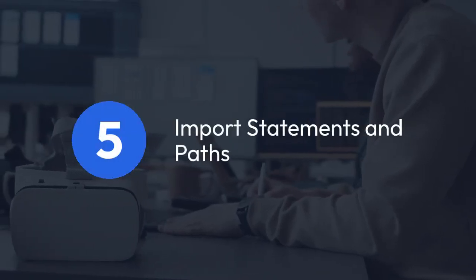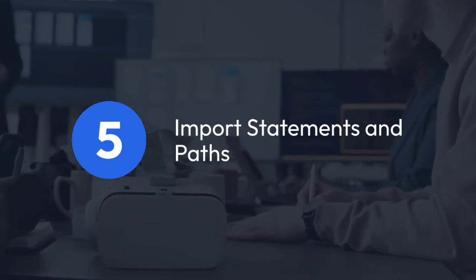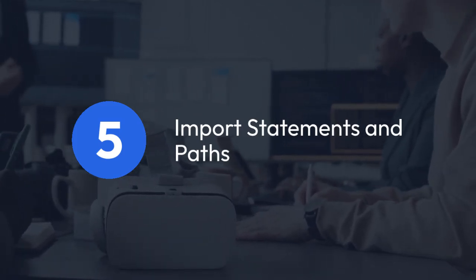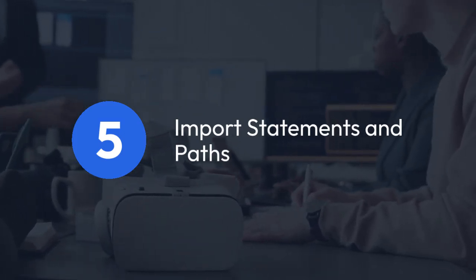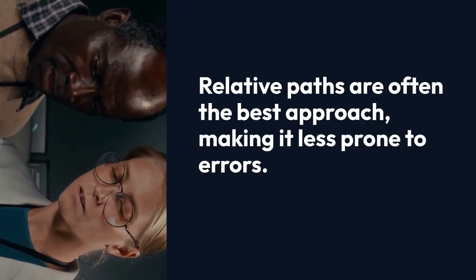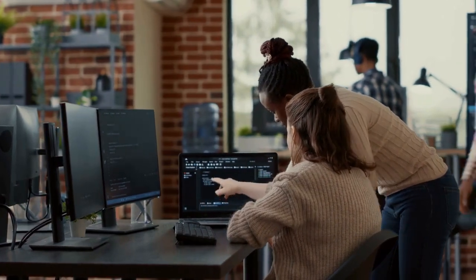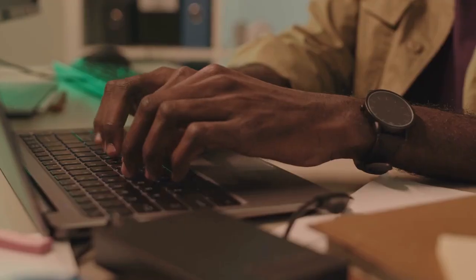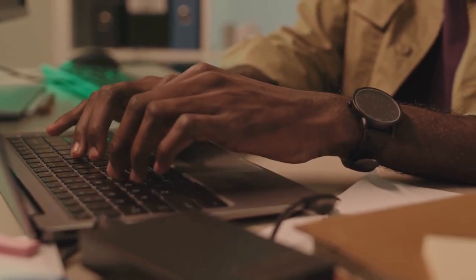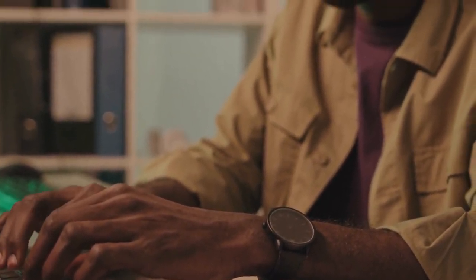5. Import statements and paths. Ensure that all your import statements within app.ts correctly reference other files. Relative paths are often the best approach, making it less prone to errors. For example, instead of import SomeComponent from 'components/SomeComponent', try import SomeComponent from './components/SomeComponent', assuming the components directory is within the same directory as app.ts.